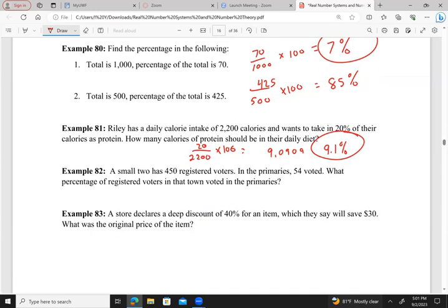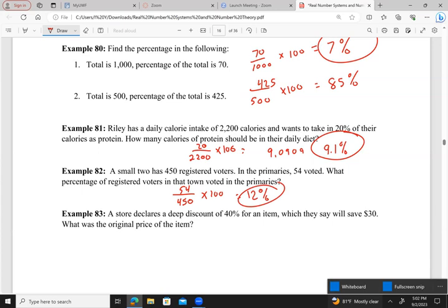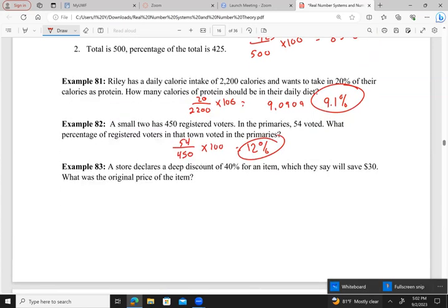A small town has 450 registered voters. Total is 450. 54 voted. What is the percentage of registered voters in the town that voted? 54 divided by 450 times 100, and that is 12%.